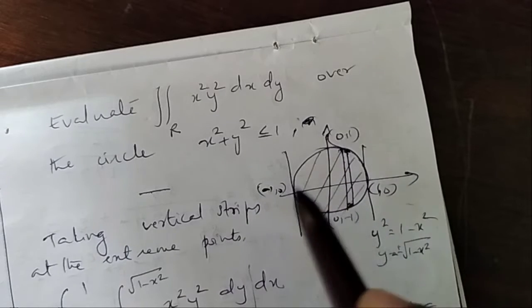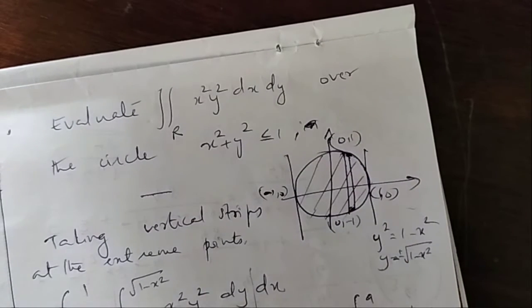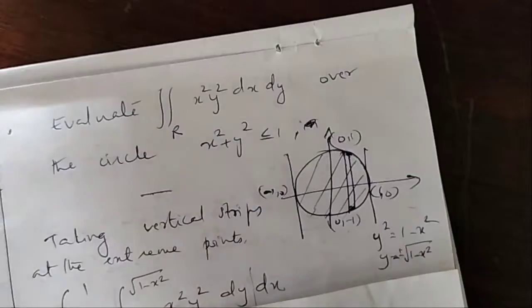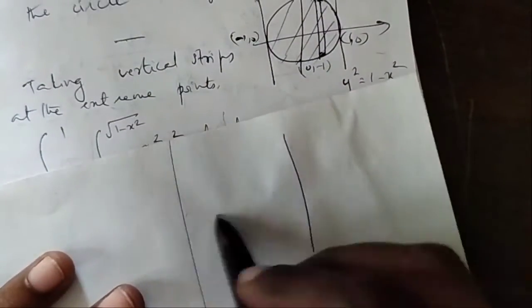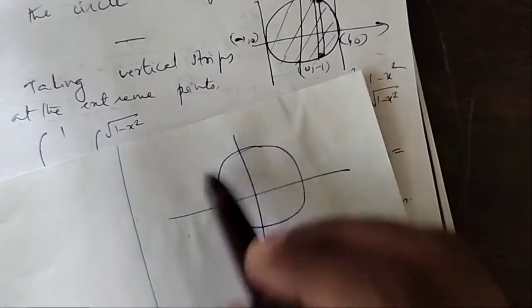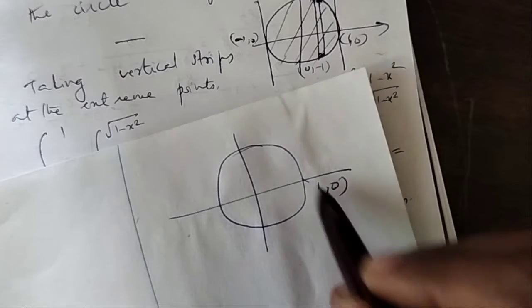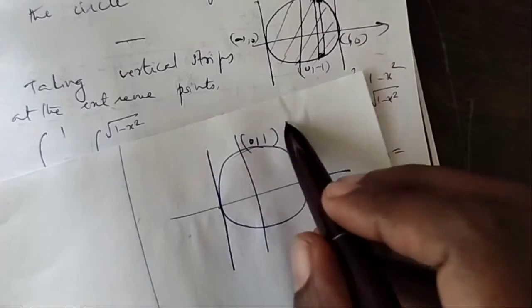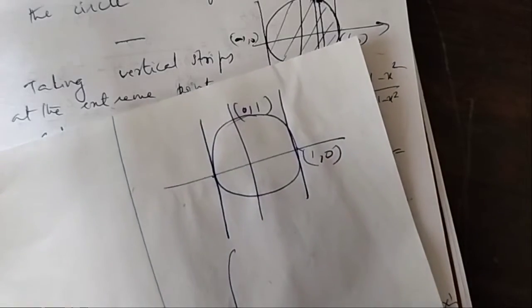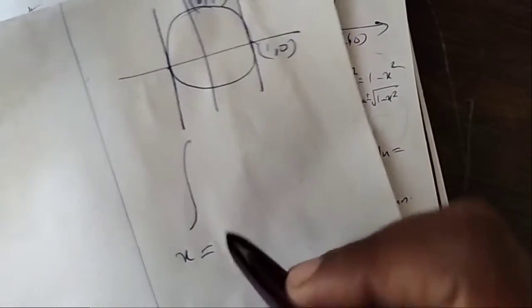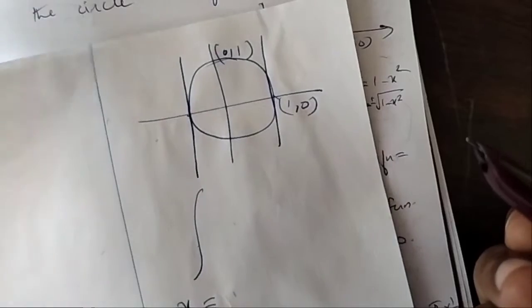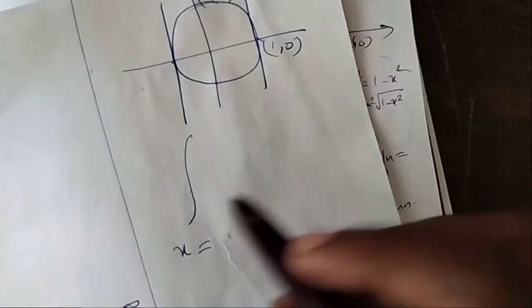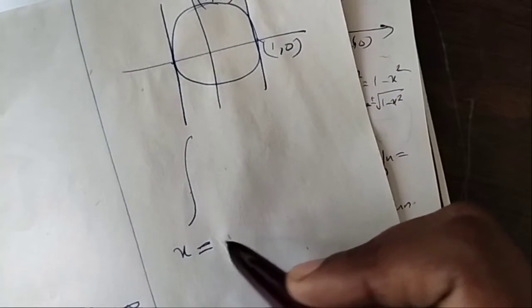So here also, to get the integral, we can consider this circle, with points (1, 0) and (0, 1). We have to consider the vertical lines at the extreme points so that we get the outer integral along x. You can consider any one, outer integral along x or y. Here I choose the outer integral along the x direction.